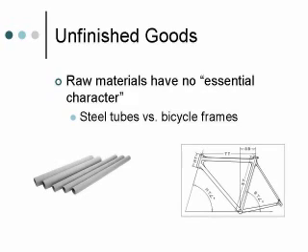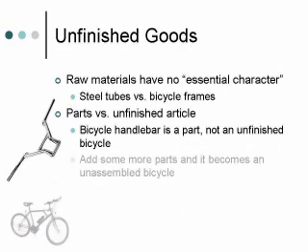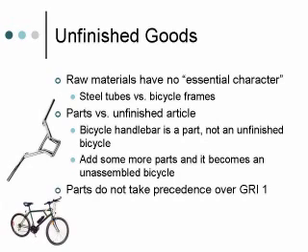Also, you have to have enough of the article to identify it with essential character. For example, if I'm going to import handlebars for bicycles, I could not declare them as bicycles, as it is a part, not an unfinished bicycle. Now, if I add more parts, it becomes an unfinished or unassembled bicycle. While we are on the subject, parts do not take precedence over General Rule 1. If the part has its own provision in the tariff, then that provision has to be used when importing the part. You cannot call it parts of, you have to use the correct heading.